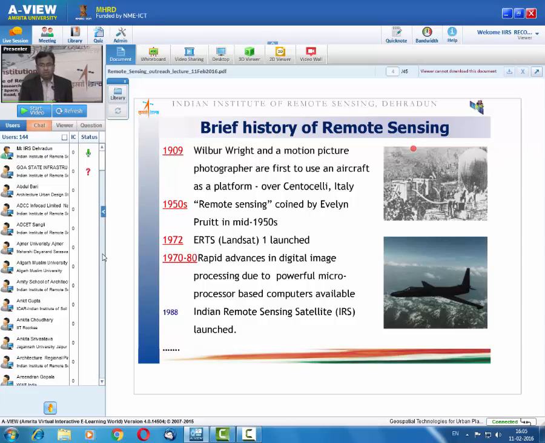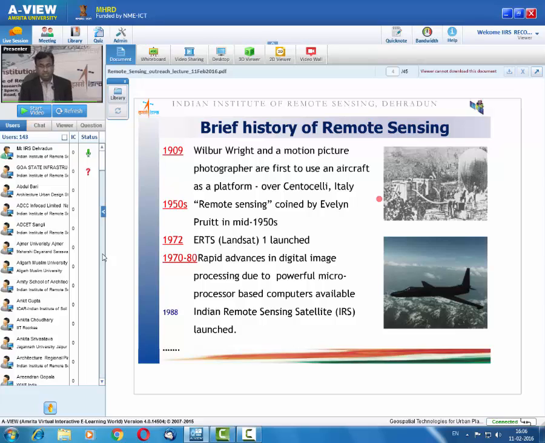Now let me go through a brief history of remote sensing. There are several milestones in the history of remote sensing. We had a very important milestone when aerial photography was conducted using aircraft. Later on, we all know the Wright brothers, Wilbur and Orville, conducted this experiment. Subsequently, during the 1950s, the term remote sensing was coined by Evelyn Pruitt in the mid-50s. And a major milestone happened, the ERTS, later rechristened as the Landsat satellite, was launched in 1972.